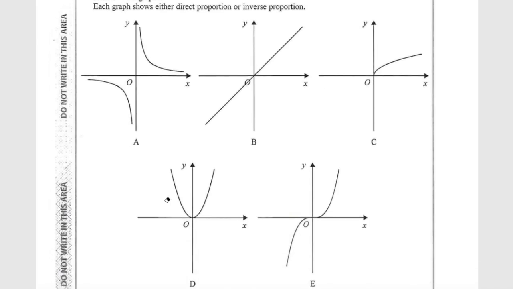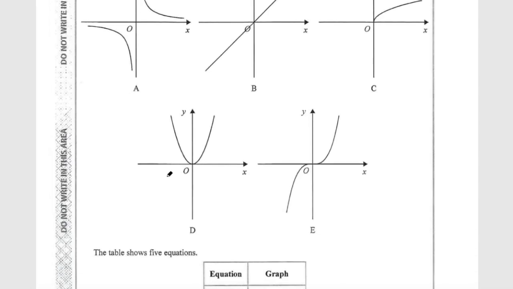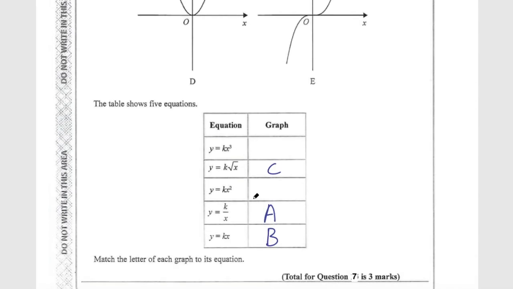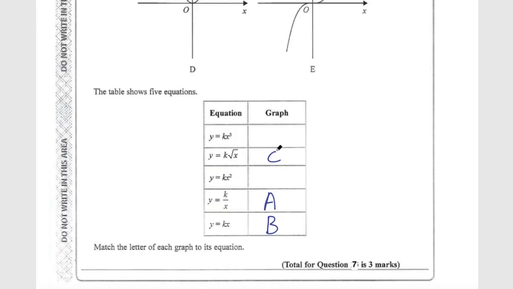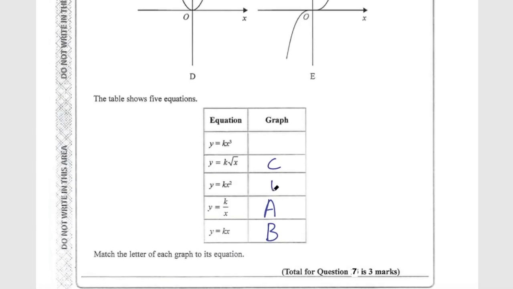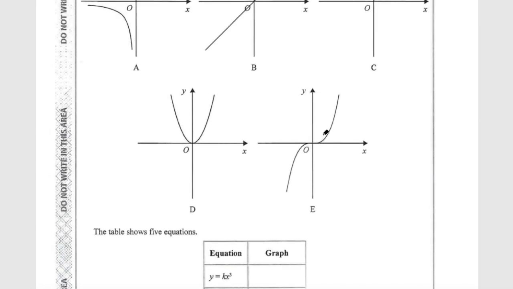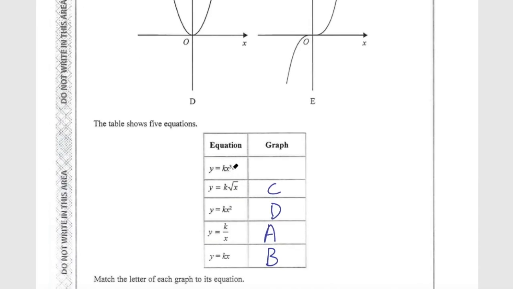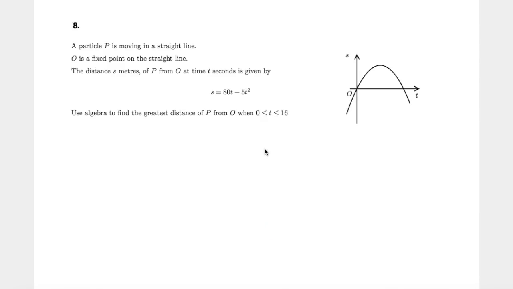Try to think of it as the inverse of the quadratic, so you kind of lay it on its side. This is a quadratic equation, so I'll be looking for an x squared somewhere. Here it is, y equals kx squared, that's D. And then the only one left is E, the cubic equation. x cubed is E.